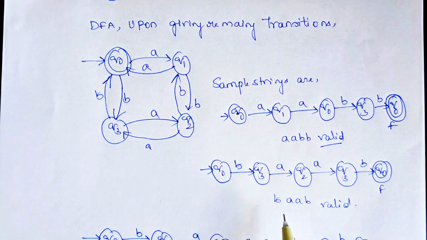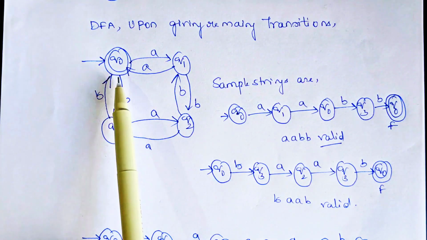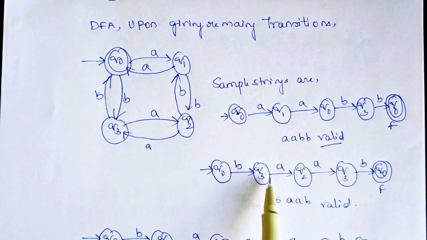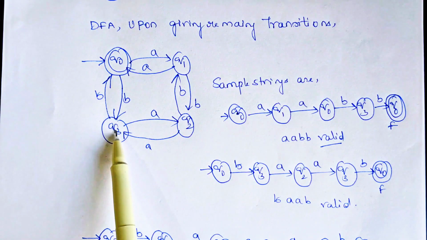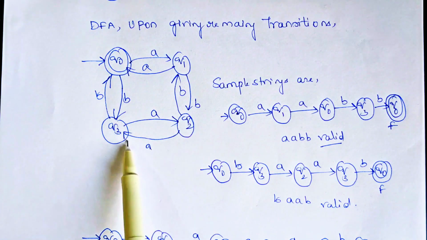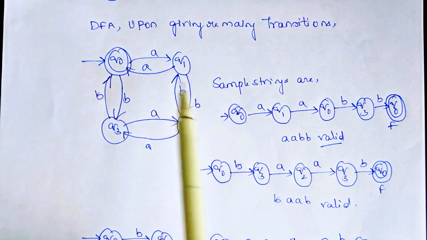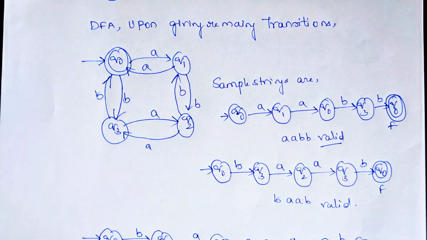Next string is BAAB. In this string, the initial state Q0 is reading the first input as B. Q0 on B is moving to Q3. From Q3, the next input is A. It is moving to Q2. Q2 on reading A is moving to Q3. Q3 on B is again moving to Q0, which is a final state. Thus, the string BAAB is also valid.